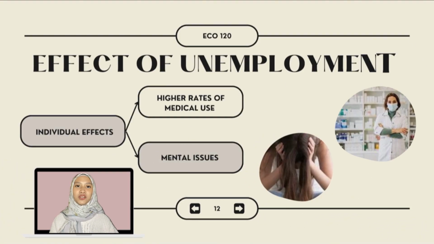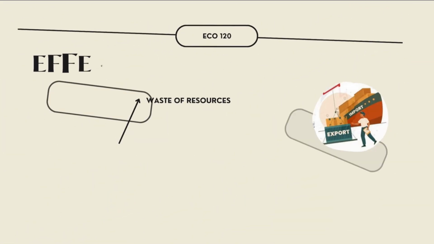The long-run economic growth can be affected by high rates of unemployment. The effect of unemployment can be divided into three factors, which are individual, economic, and social. Individuals can be affected by unemployment because it can cause high rates of medical use and also mental issues. This is because most unemployed persons become stressed and depressed. This may lead to an unhealthy lifestyle which needs to be treated immediately by a specialist, or else it can cause them to commit suicide.